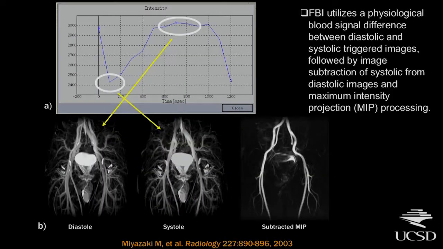This slide shows that we don't use the signal difference, just bring it up so that you can see the systolic signal is intrinsically lower because of the intrinsic dephasing effect, and diastole has a higher signal intensity. The systolic and diastolic subtraction gives the arterial image.